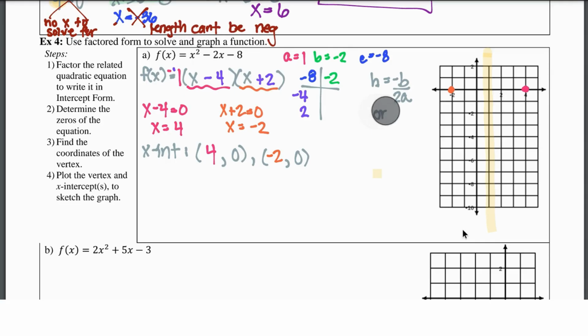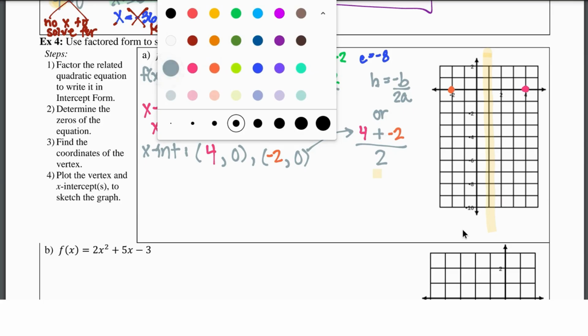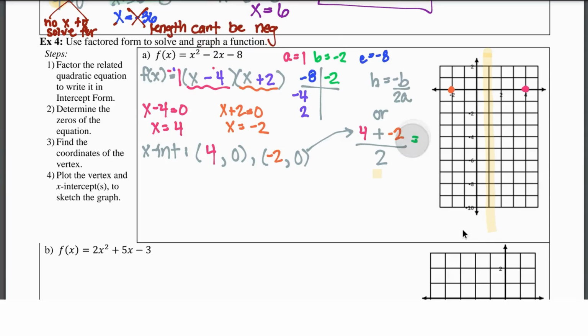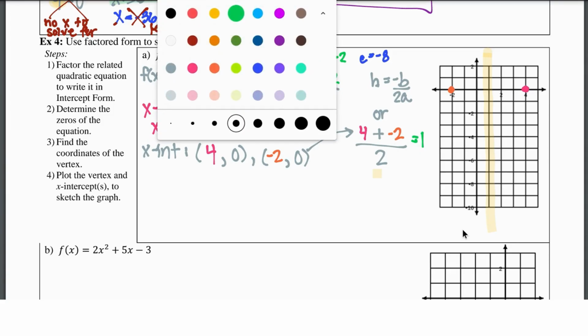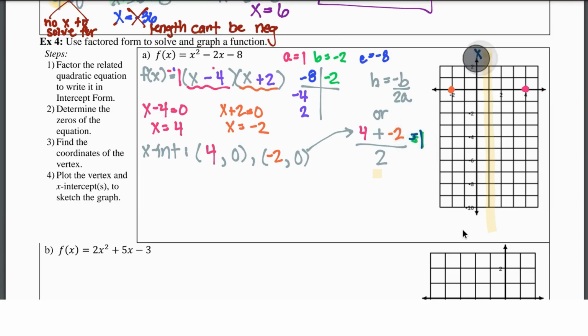The other thing that I can do is add my x-intercepts together and divide by 2. So I can take 4 plus -2 and add those together, and that gives me 2. And if I divide that by 2, that gives me 1, which is where my h would be. Okay, so I'm going to get 1 for that value. I'm going to change it to blue. So x equals 1 is my axis of symmetry. Again, I can do that visual like I did first, add my two x-intercepts and divide by 2, or go all the way back to the beginning and do -b over 2a.